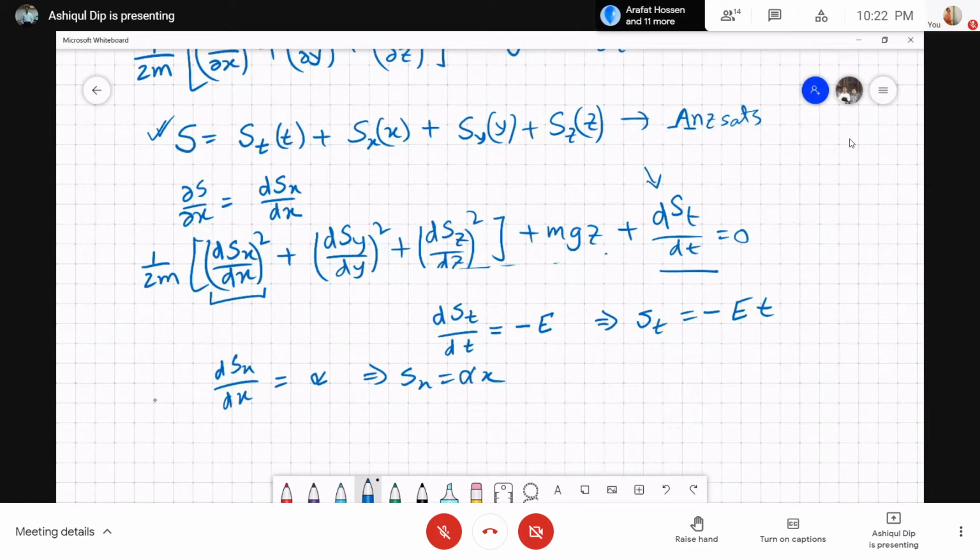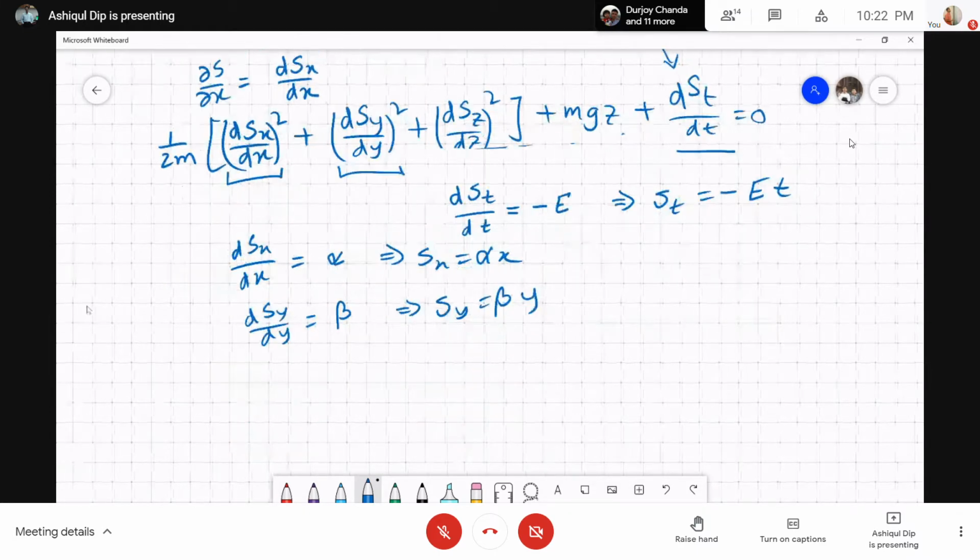The same thing holds for the y part as well. So dSy over dy equals some beta, which gives you Sy equals beta y. But for the z it is different. So it is a constant; substitute all of those.